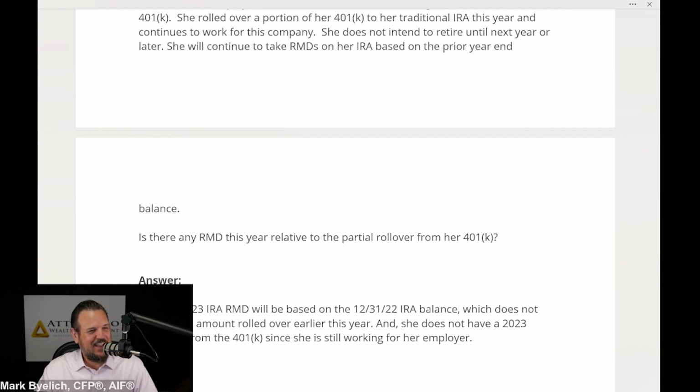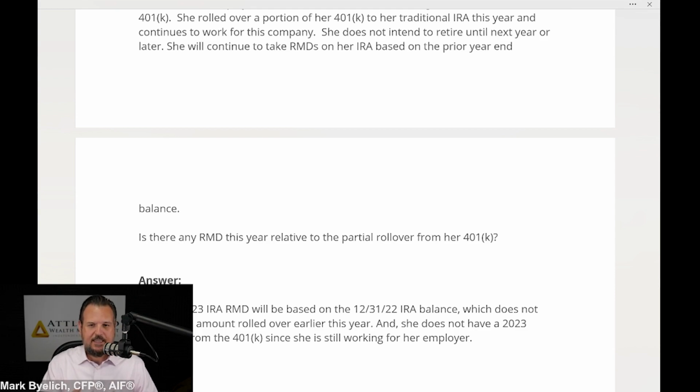Is there any RMD this year relative to the partial rollover from her 401k? So what is really this asking? She's using the still working exemption for her RMDs from the 401k.